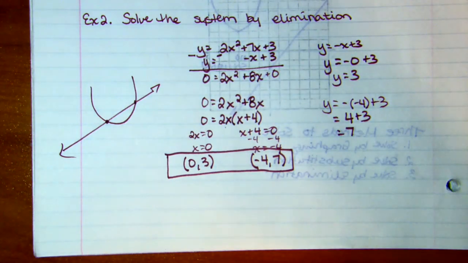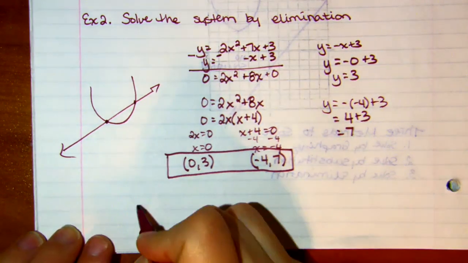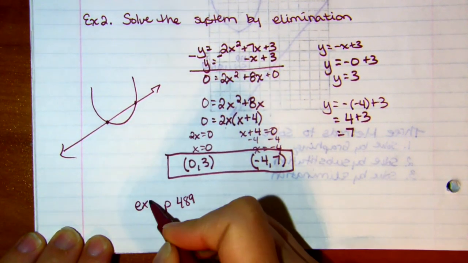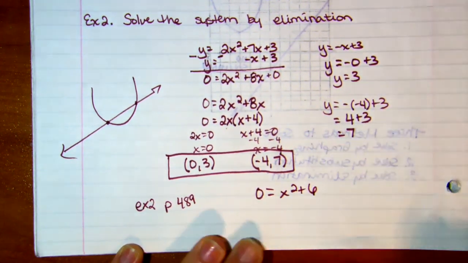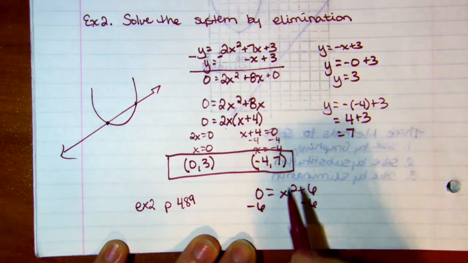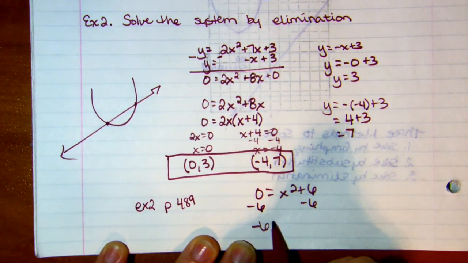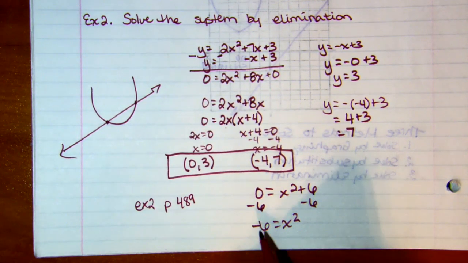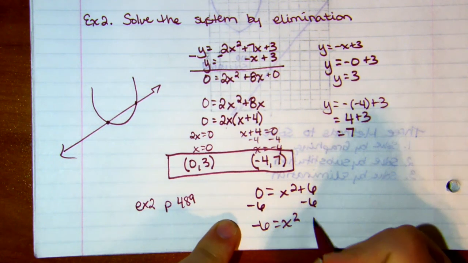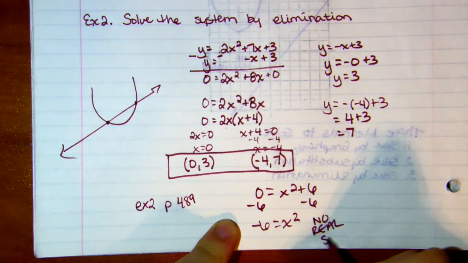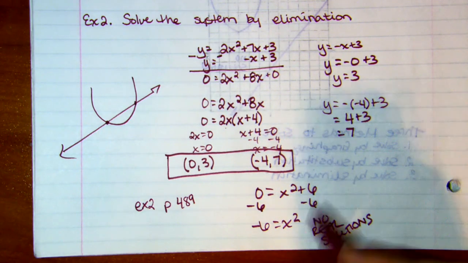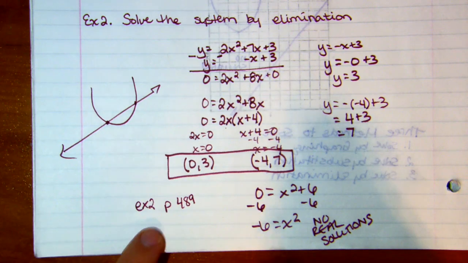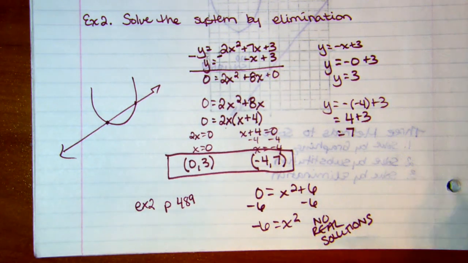If you want to see an example of where you would have no solution, look at example 2 on page 489. They end up with an equation that looks like this, and then they subtract 6 from each side. So 0 equals x squared plus 6, and then you get -6 equals x squared. You can't take the square root of each side because you can't take the square root of a negative and get a real number. So this would be a situation where you would say there are no real solutions. I'm just making you aware of that example in your book, instead of me going through an entire example. You can look at that one.